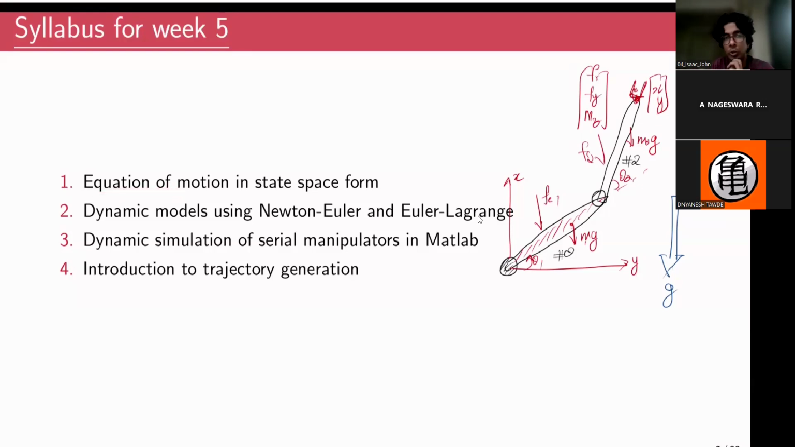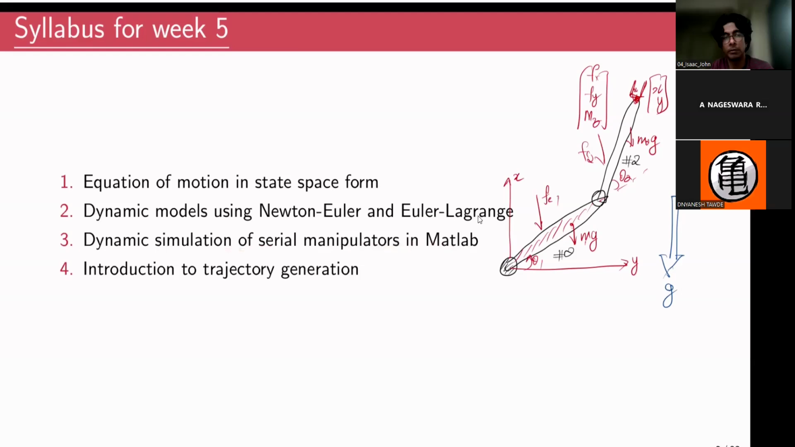We have seen two methodologies, or two formulations, that would give you the same equations of motion. One is the Newton-Euler scheme, and the other is the Euler-Lagrange scheme. Whichever method you use, you will end up with the same equation of motion or the same dynamic model. But there are some conveniences in choosing a Newton-Euler method or an Euler-Lagrange method.